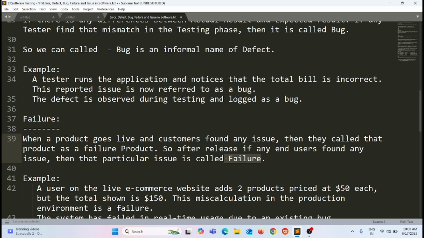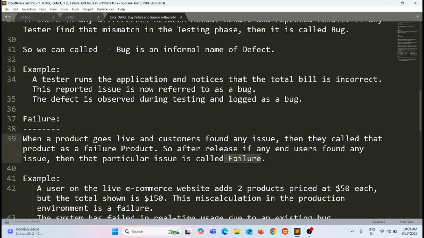The amount of salt is high. That is the issue, and that particular issue is called a failure. Because of that amount of salt, we are rejecting the pizza. So that's why we can call this a failure. Now you are clear about it, right?